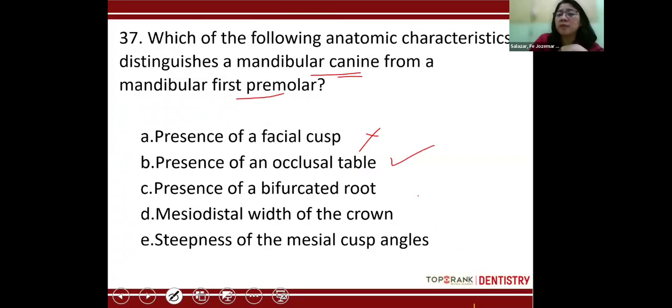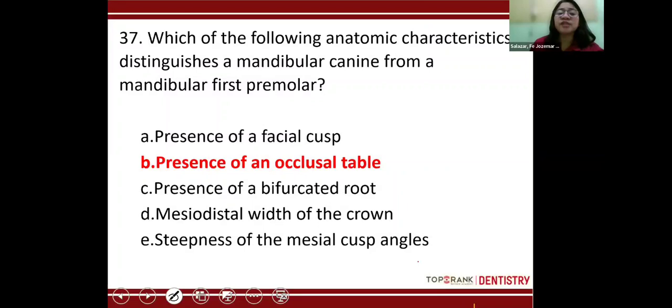Bifurcated root? Hindi. Pareho silang one root. Mesiodistal width of the crown? Pareho din. So hindi pwedeng distinguishing. Steepness of the mesial cusp angles? Pareho lang. Kaya nga magkamukha. So the correct answer for number 37 is letter B. They both have a facial cusp, a single root, the same mesiodistal width of the crown, and steep mesial cusp angles, but a mandibular canine does not have an occlusal table. Di ba? Ang first premolar lang ang may occlusal table.